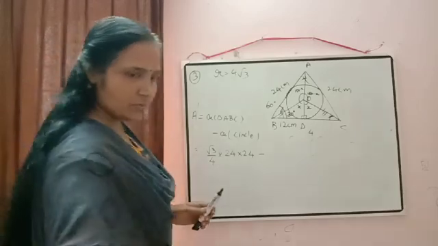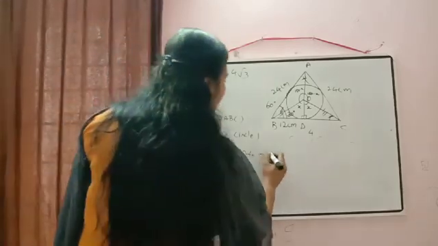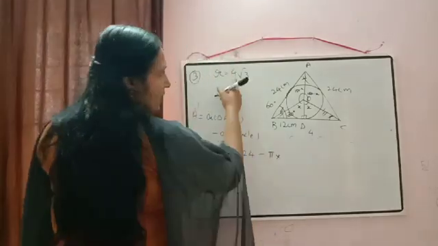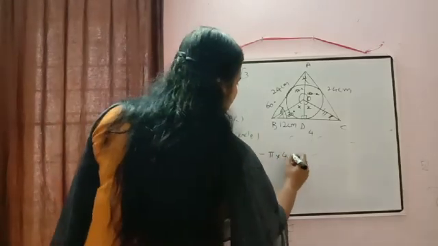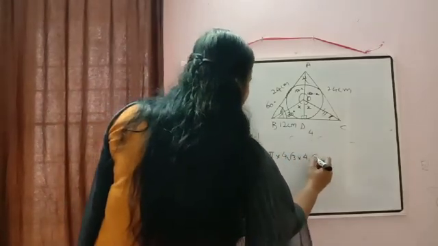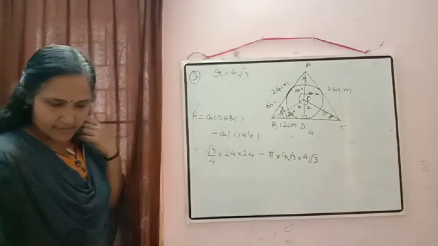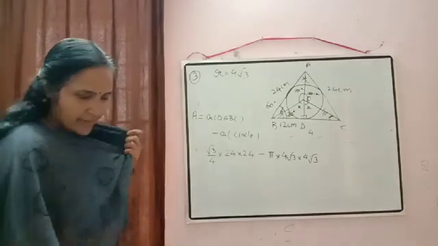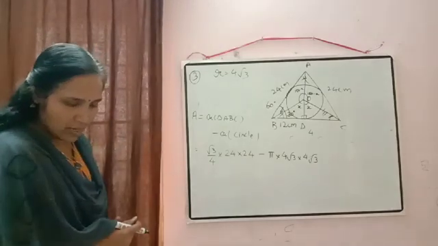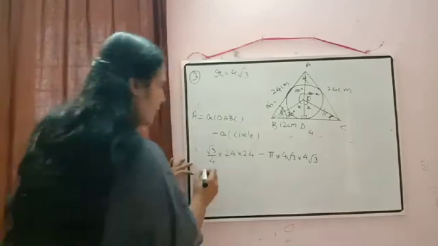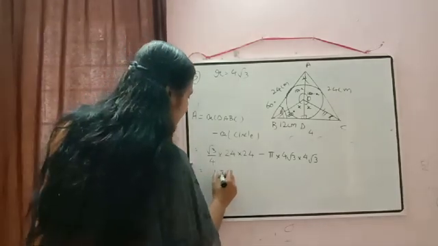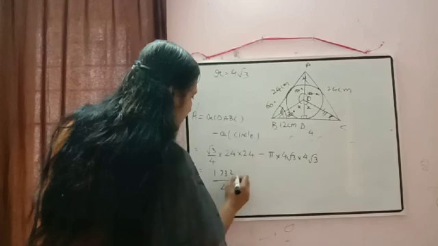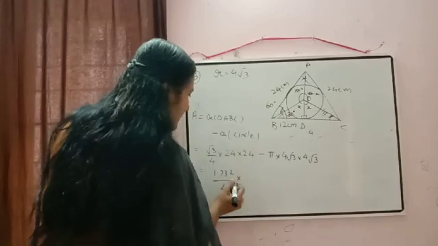So pi into, what is the radius we got? 4 root 3. So it will be equal to 4 root 3 into 4 root 3. Is any instruction given? Yes, it is given. Take root 3 is equal to 1.732. So here 1.732 by 4 into 24 into 24.